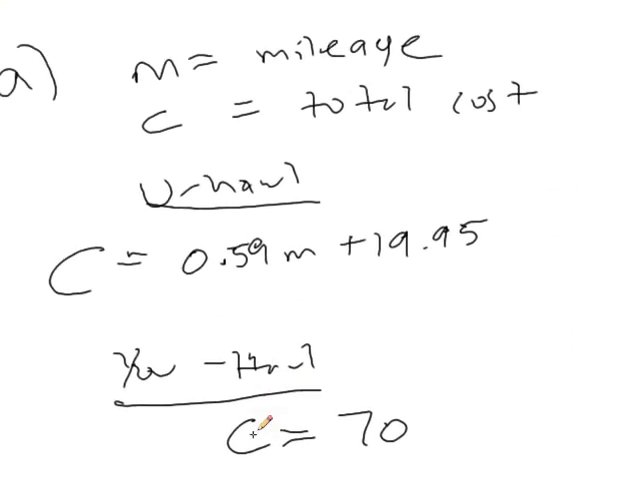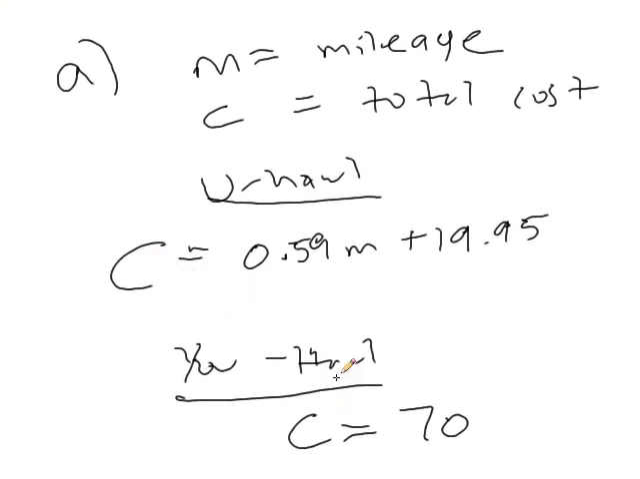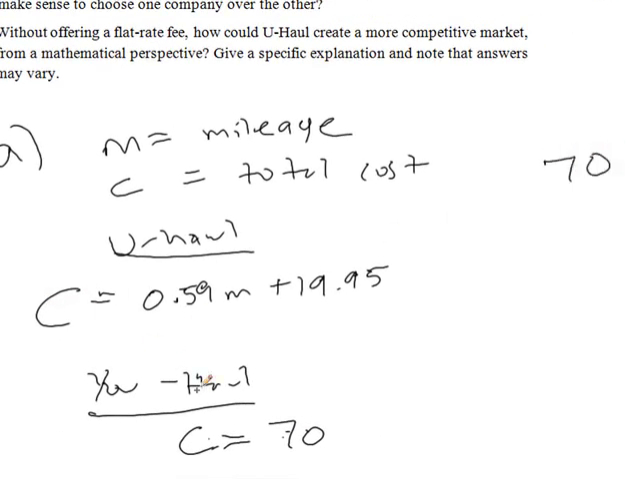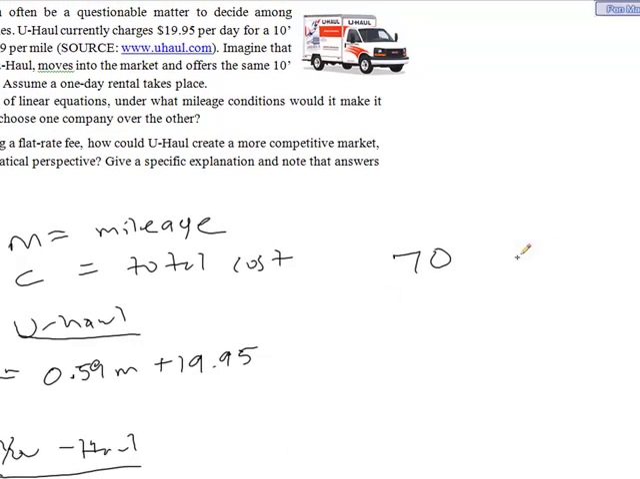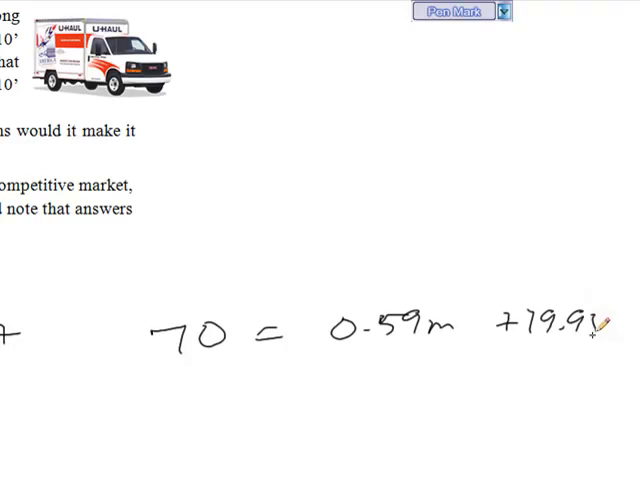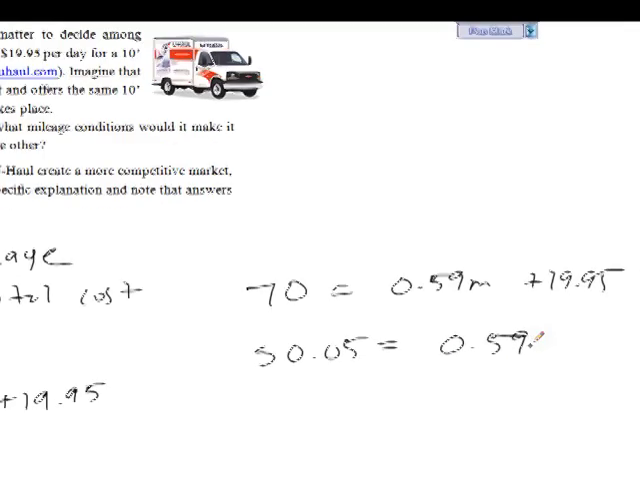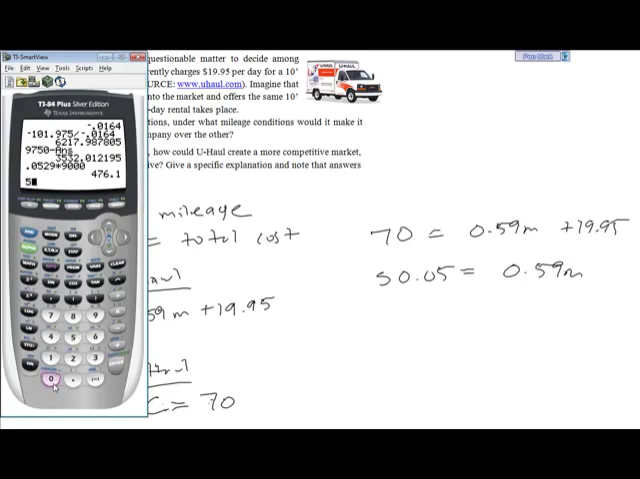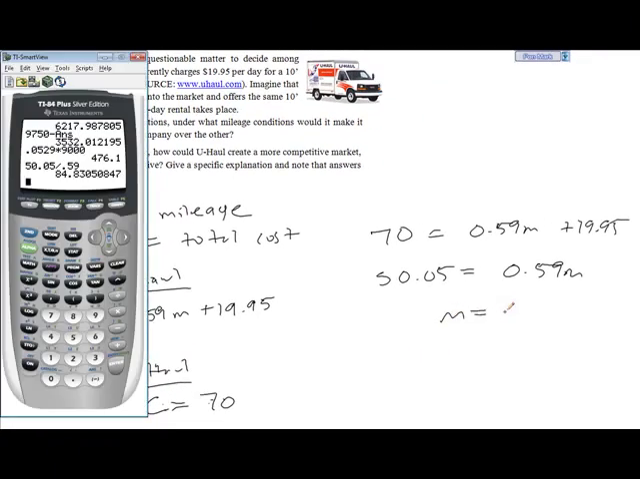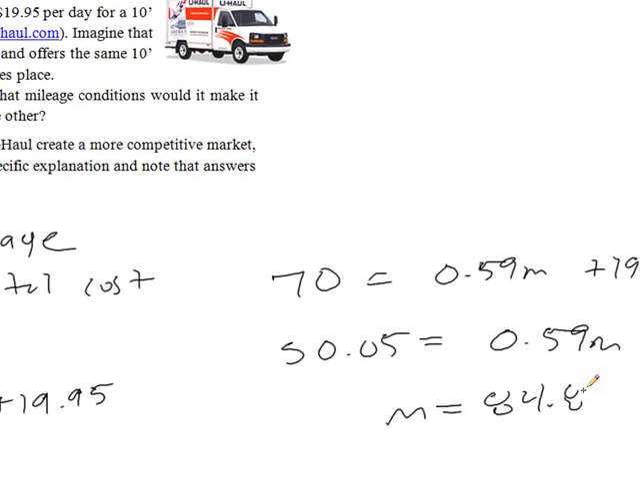So I'm going to use substitution here. I don't actually need to solve either equation for anything because I already know what C is. C is 70, so I can replace C in either equation with what it's equal to. So 70 equals 0.59M plus 19.95. I'm going to subtract 19.95, giving me 50.05 equals 0.59M. Now I'll divide 50.05 by 0.59, giving me M equals 84.83.